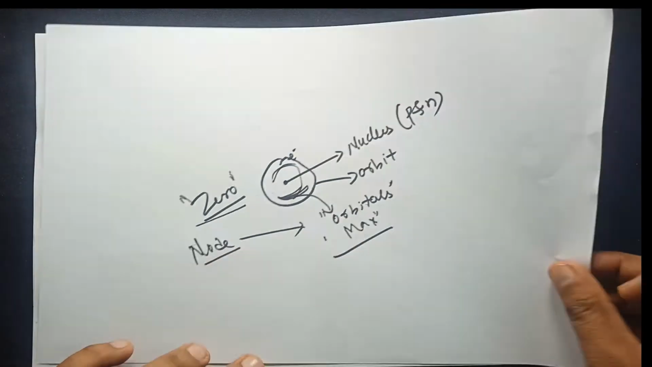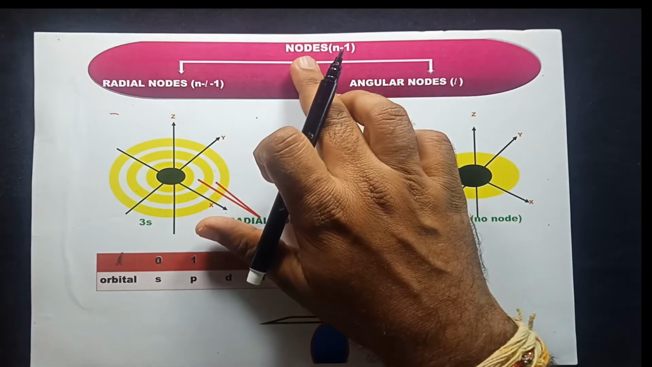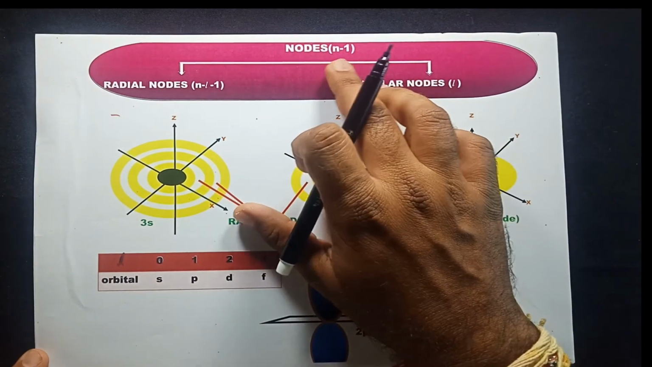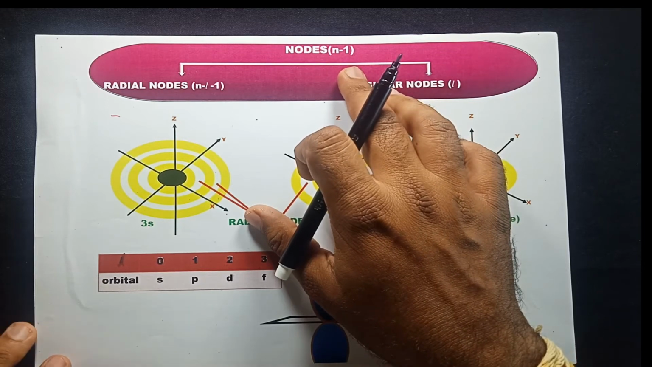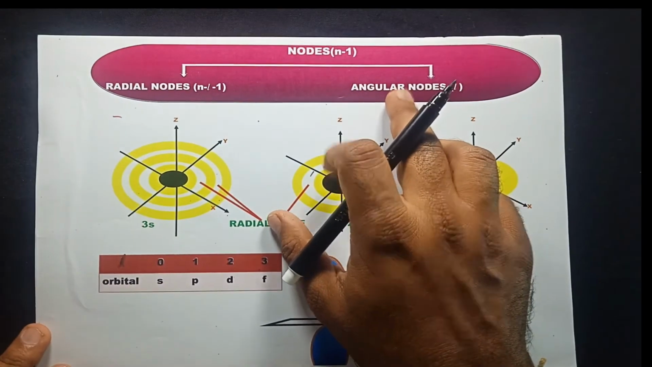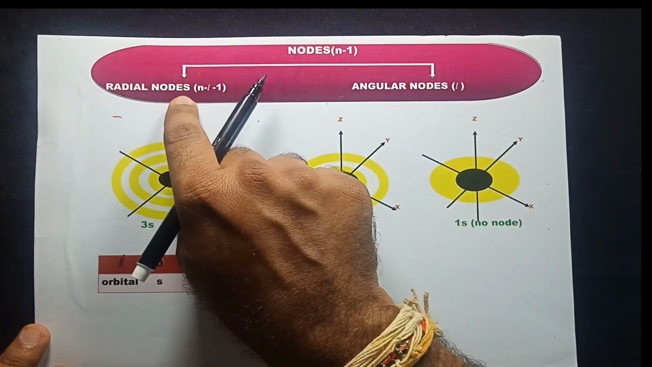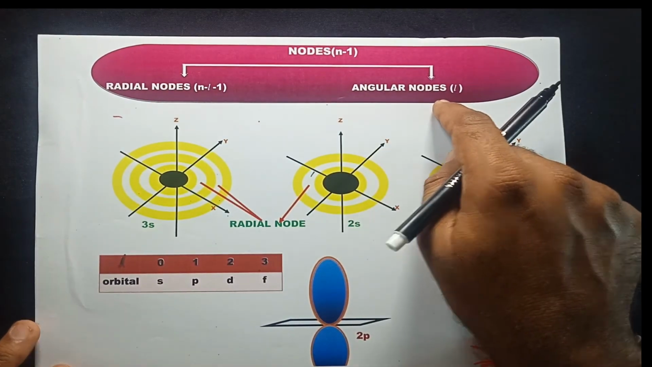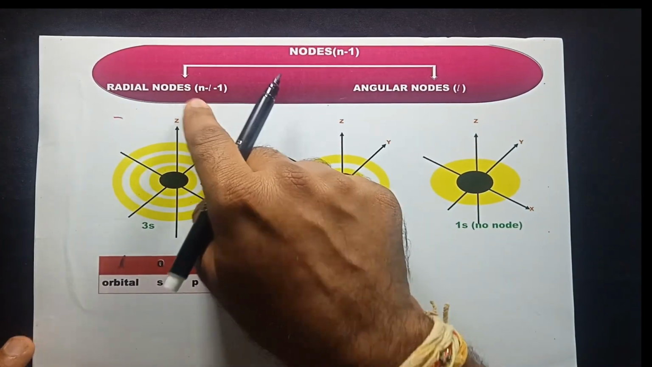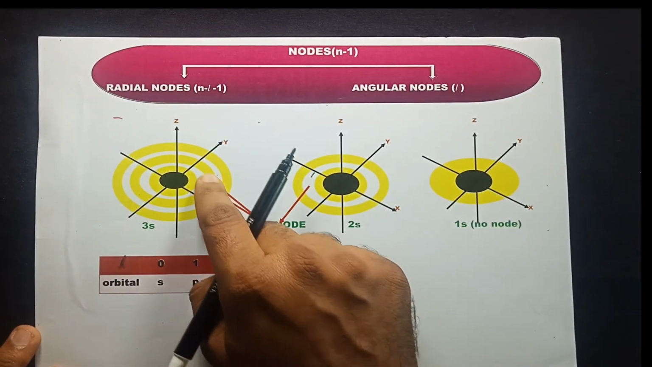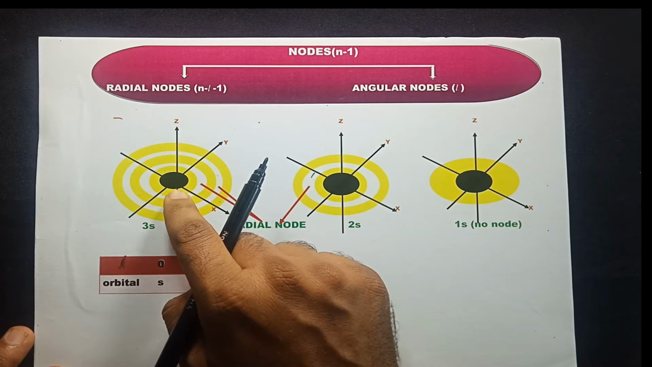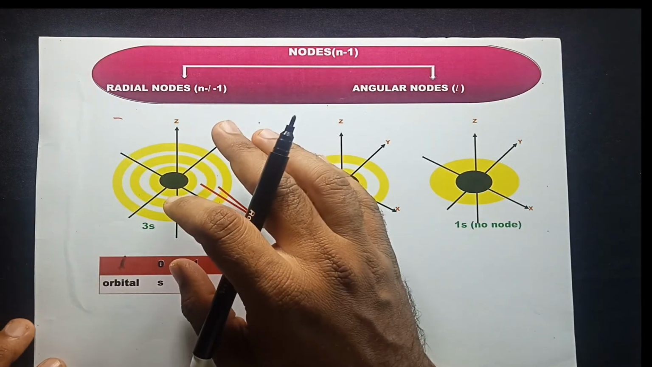So look here friends, I have given here that nodes can be calculated by using the formula n minus 1. So how do you get that? I will tell you. What are the types of nodes here? There are two types. One is a radial node, another one is an angular node. Then what is a radial node? A radial node is a spherical or circular region around the nucleus where we can't find the electrons.